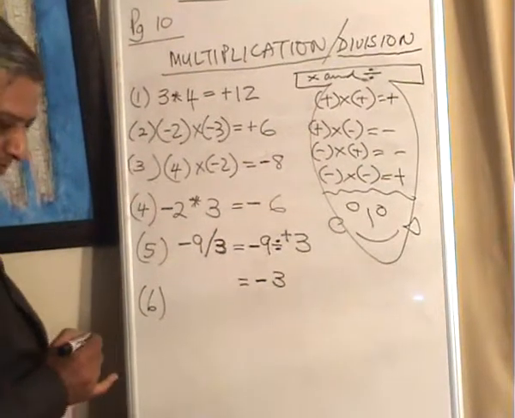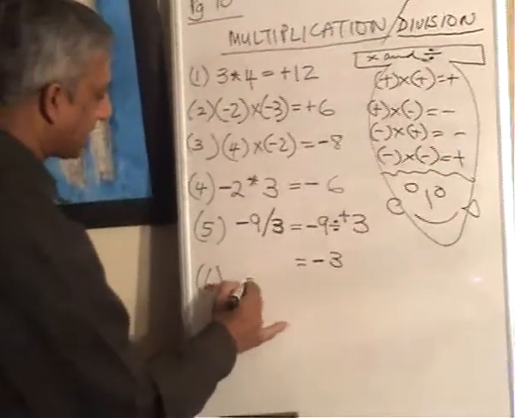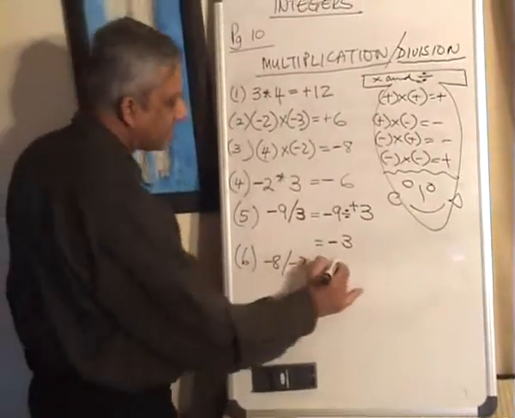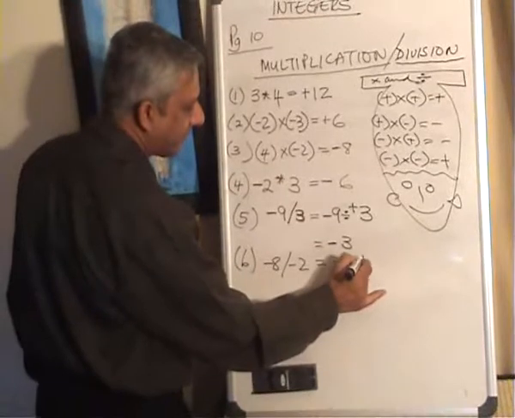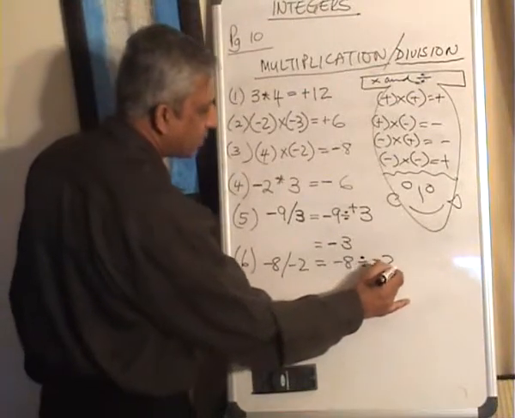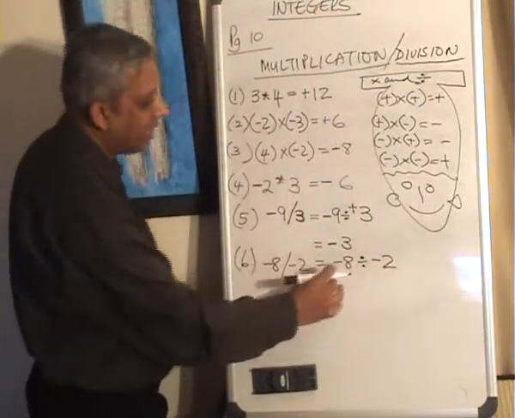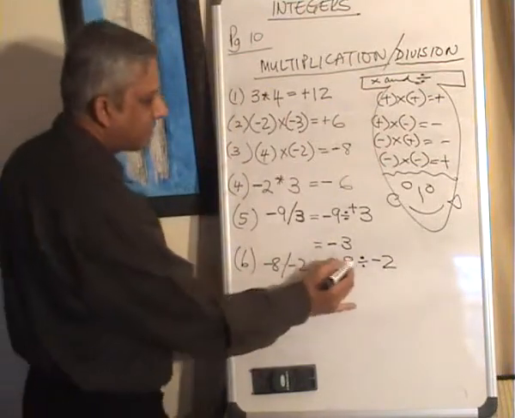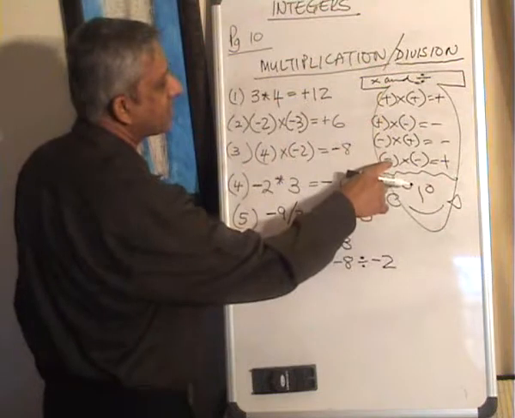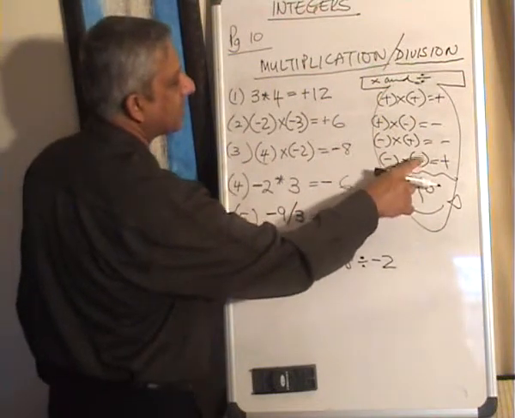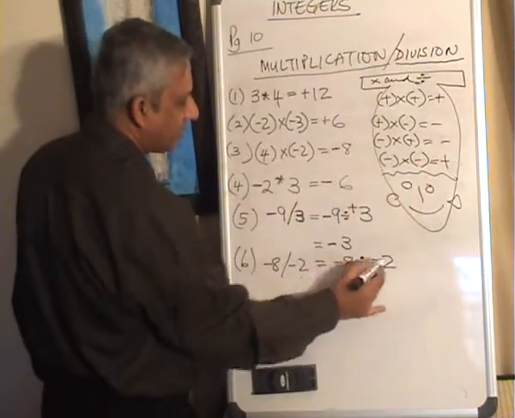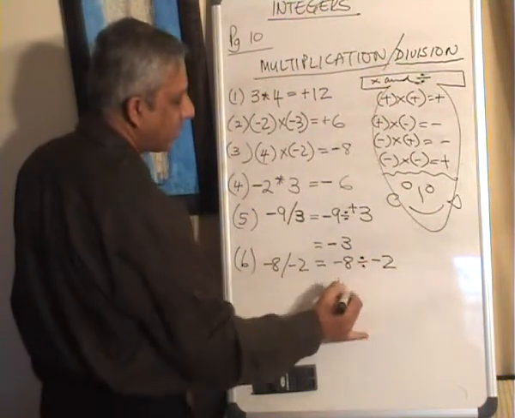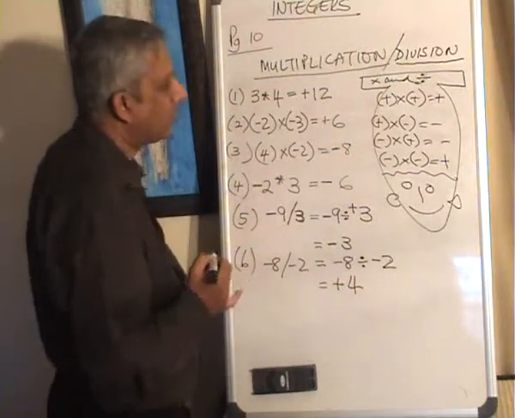Number 6. You've got minus 8 divided by minus 2. You don't have to rewrite it; I'm only rewriting it to make it clear to you. Now, minus divided by minus, same rules apply. Minus divided by minus is plus. 8 divided by 2 is 4.